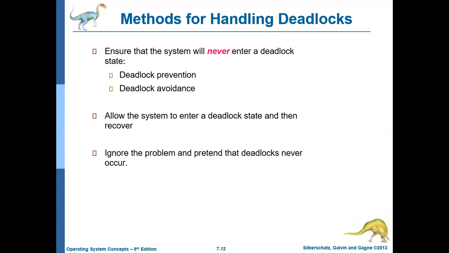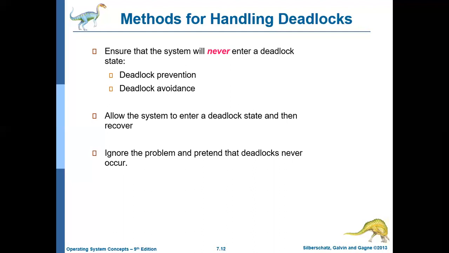The first method is preventing or avoiding the deadlock, that is, to make sure that the system will never enter a deadlock state. The second method is to allow the system to enter the deadlock state and then recover from that. And the third method is to ignore the problem itself and pretend as if deadlock has not happened at all.